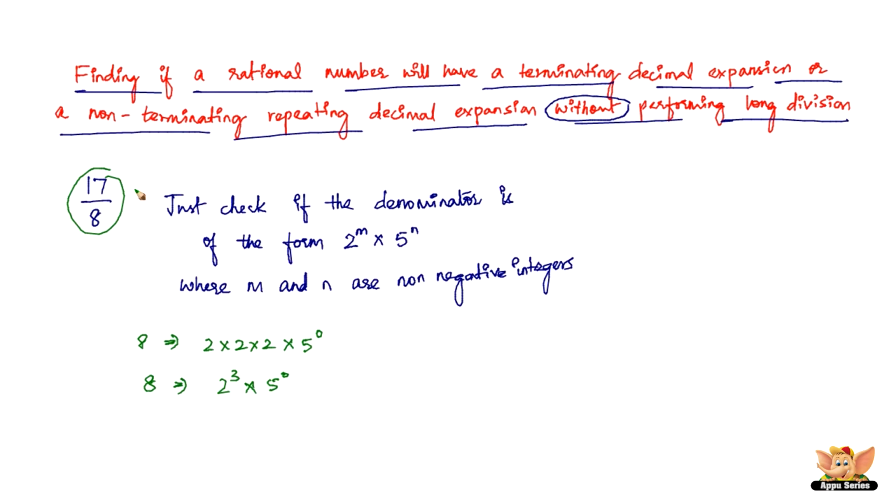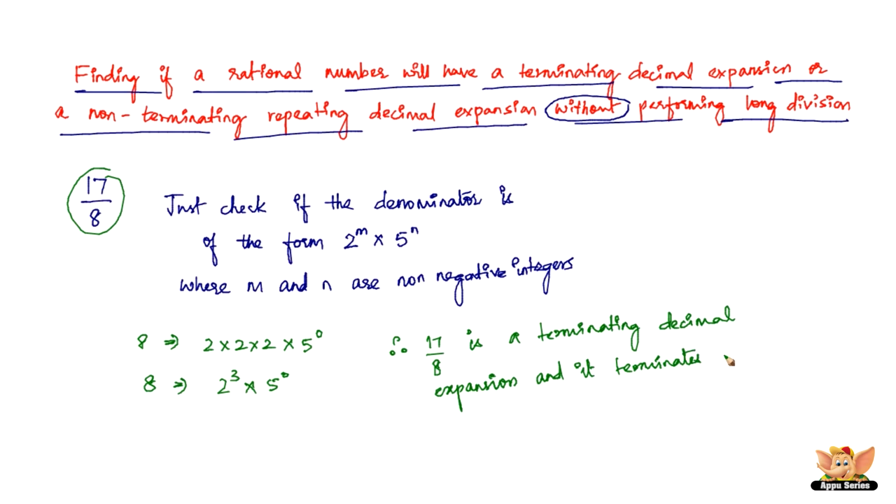And after how many places does it terminate? That is nothing but just find m plus n. Here it is 3. So therefore, 17 by 8 is a terminating decimal expansion, and it terminates after m plus n, that is after 3 places. In this case, m plus n is 3, 3 plus 0 is 3, right? So it terminates after 3 places. This is just in the brackets to show what 3 is. 3 is m plus n.